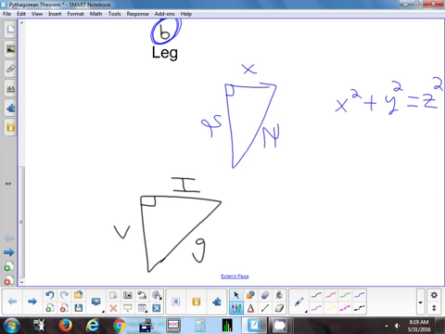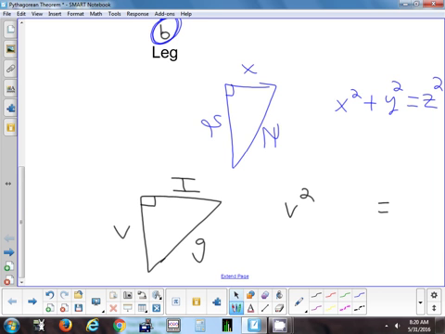V, G, I. So using that diagram, can somebody tell me what the Pythagorean theorem would be? Would it be V squared plus G squared equals I squared? No, never mind. Wait, I'm confused. Yeah, I don't know. What side is always by itself right here? Do you remember the name of that? What's the longest side in a triangle? Hypotenuse. You always put the hypotenuse by itself.